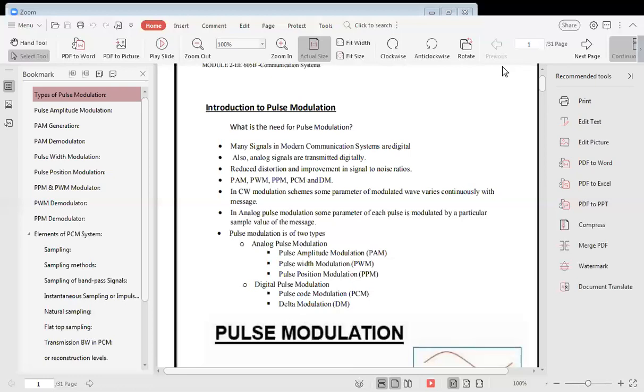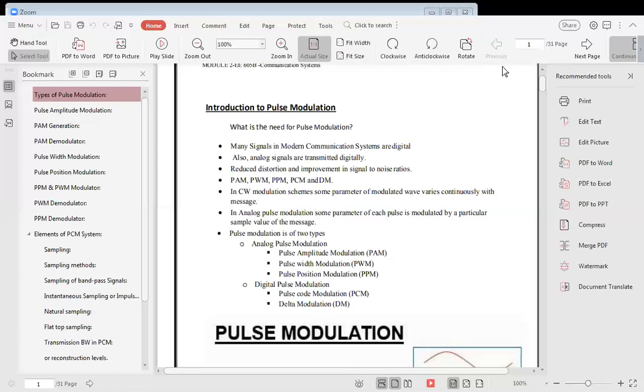In continuous wave modulation schemes, some parameters of the modulated wave vary continuously with the message. Just an example is amplitude modulation, where the amplitude of the carrier is varied in accordance with the instantaneous value of the modulating signal or the message signal. In analog pulse modulation schemes, some parameter of each pulse is modulated by a particular sample value of the message.